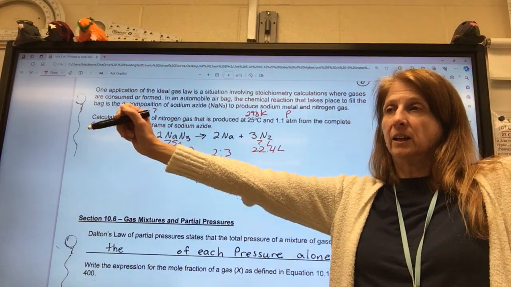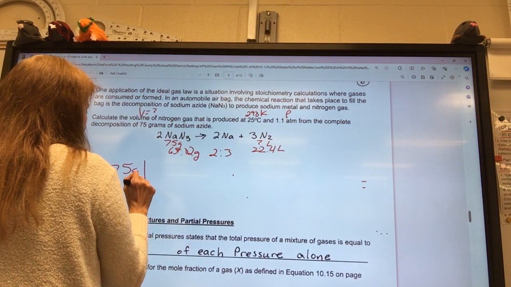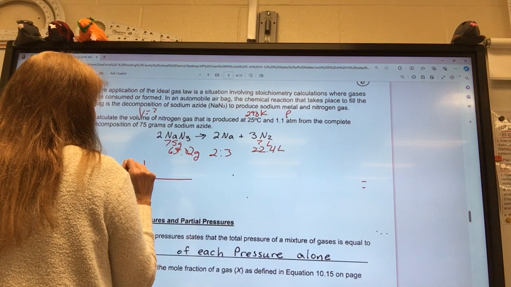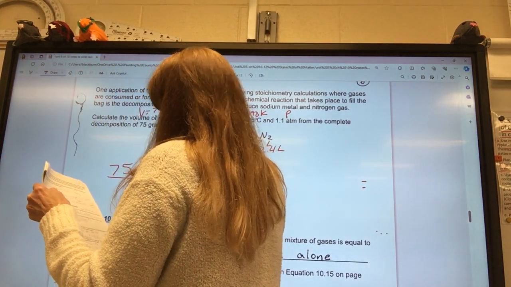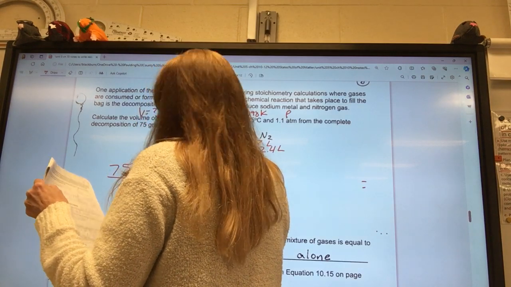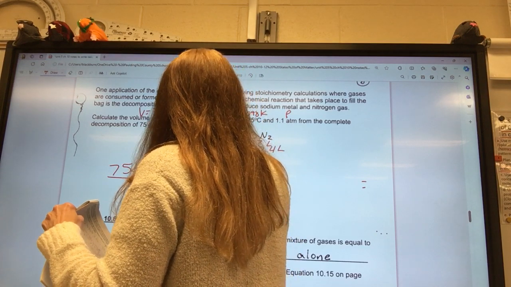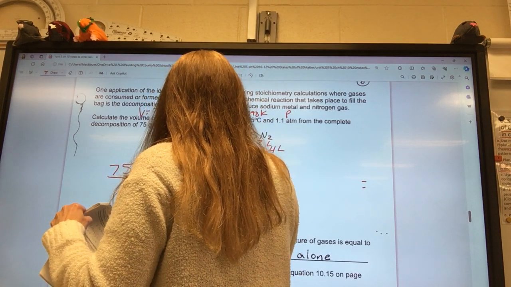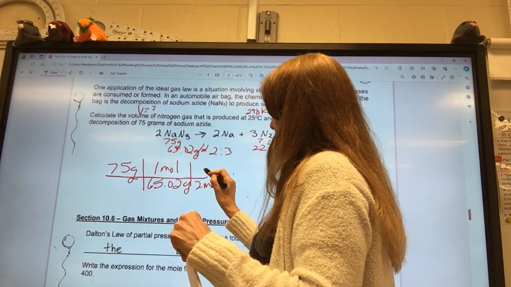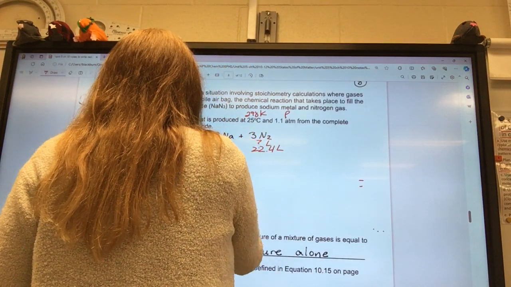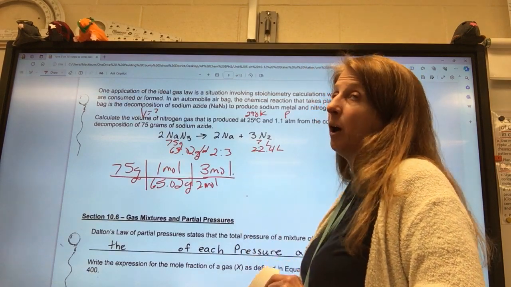Start with what I know. What I know is 75 grams of sodium azide. So I push grams to the bottom, 65.02 grams. That's grams per mole. That 1 mole goes on top. The unit mole goes on bottom. The number that goes with it is 2. What's on the other side of the fraction bar is 3 moles.